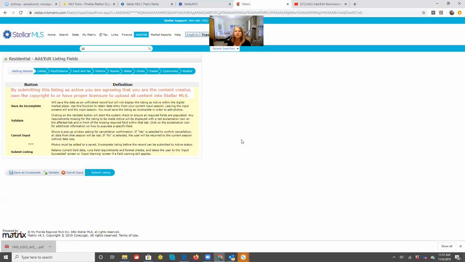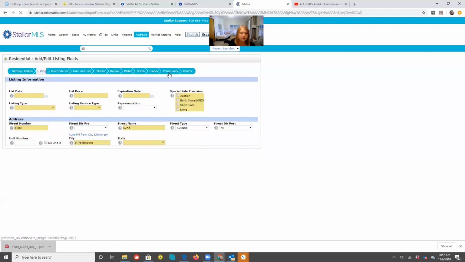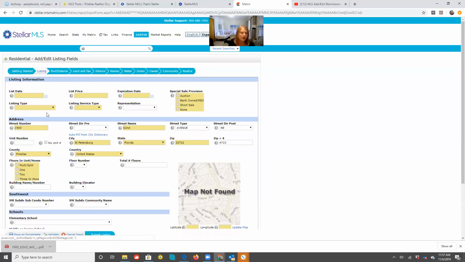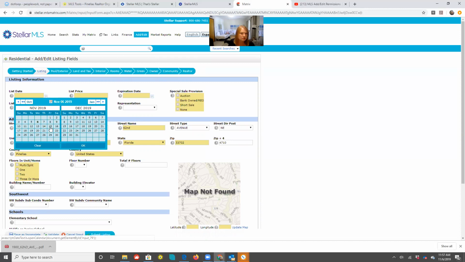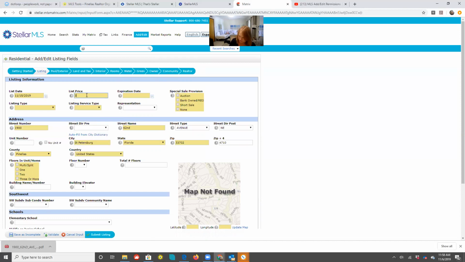Okay, so this is where you're going to spend a great deal of time. It does take a while to put in a listing. So this is where you're going to get started. Each of these tabs is a different bit of information, and you are going to add all of that to your listing. This is our listing date. This is our price. Our expiration date. Anything that's in yellow is going to be required.